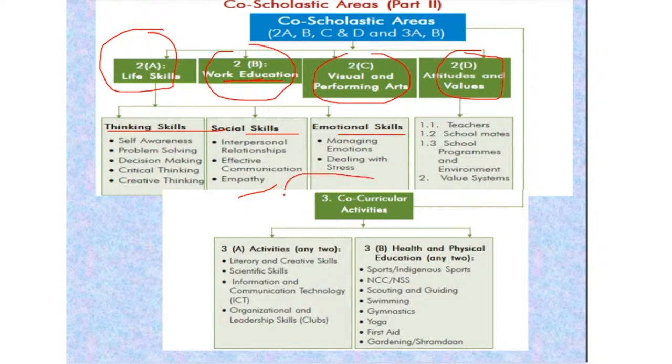Now, when we talk about part 3, that is the co-curricular activities, which is divided into A and B. A basically talks about the activities in the form of literary and creative skills, scientific skills, your ICT, that is information and communication technology, and organizational skills. Part 3B talks about health, wherein the indulgence in sports, NCC and NSS, scouting and guiding, swimming, gymnastics, more about physical aspects. As such, there are no questions on part 2 of co-scholastic areas under continuous and comprehensive evaluation, but this is an untapped area of the topic, where there can be high chances that they can cover this. So you should be very well aware of this.